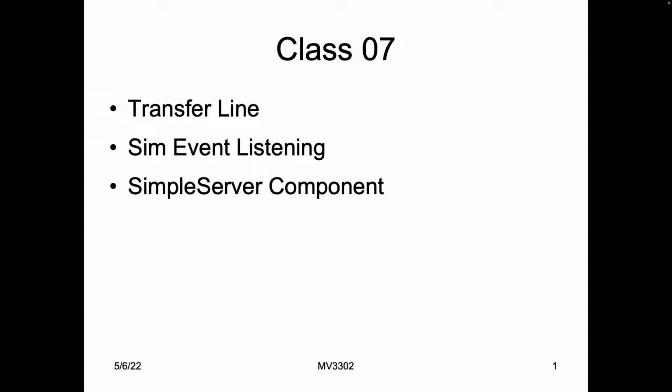And then our first example of that is going to be what I call the simple server component, which is basically our multiple server queue, except it's broken up into two different components, kind of motivated by some things that we've maybe observed about our systems.